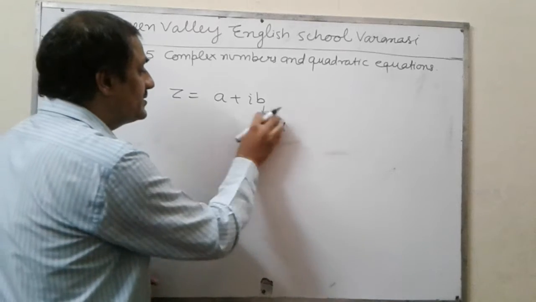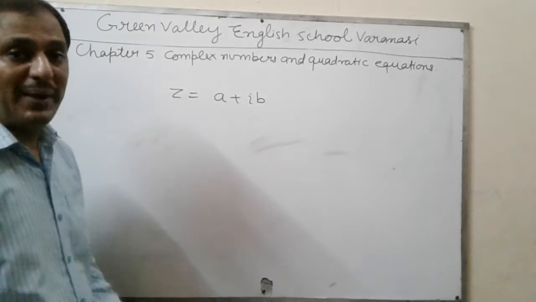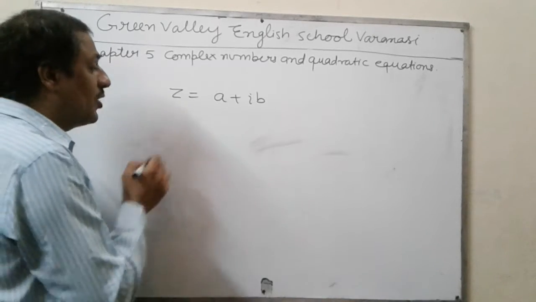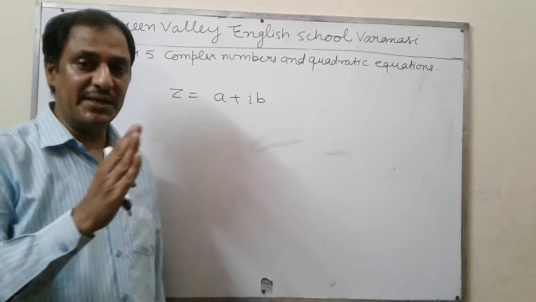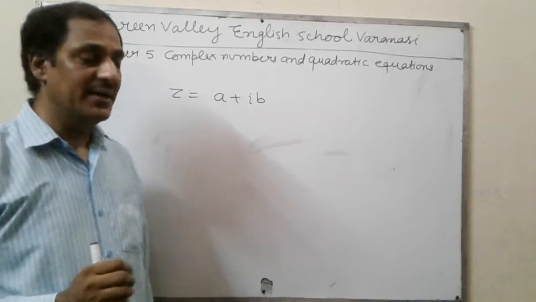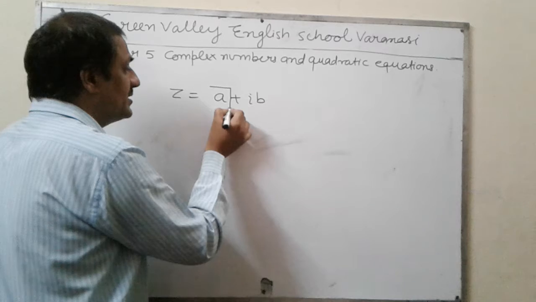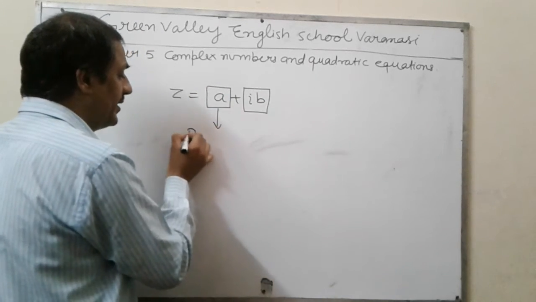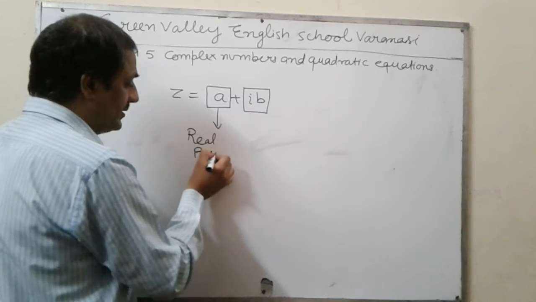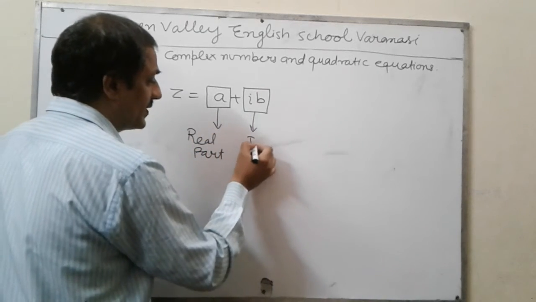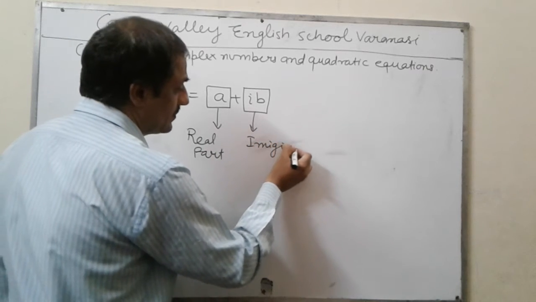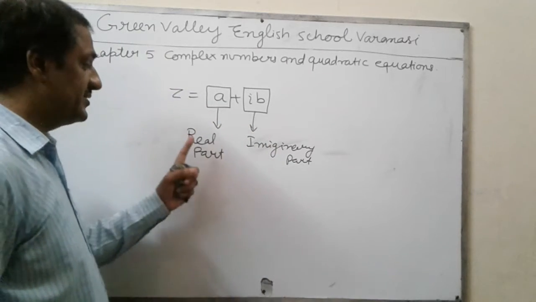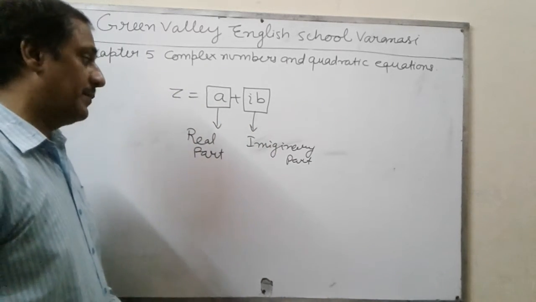So this is the standard form of a complex number. A complex number has two parts. One is the real part and another is the imaginary part. Here this is the real part and this is the imaginary part. It means a complex number has two parts: one is the real part and another is the imaginary part.